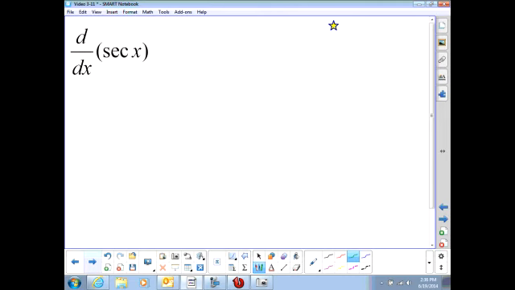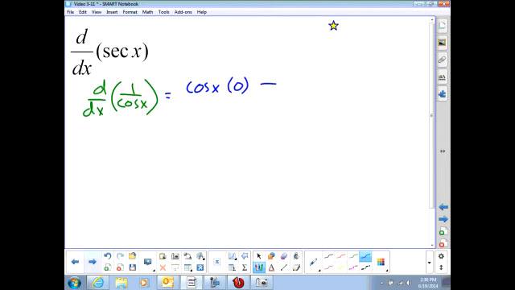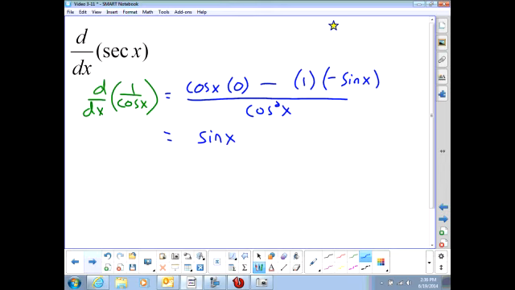And we've got one last one to look at. We've got 1 over cos x. So we'll do low, cos x, d high, 0, minus high, 1, d low, derivative of cos x is a negative sine x, all over low, low, so cos squared x. This will give us negative 1 times negative sine x will be a positive sine x over cos squared x.